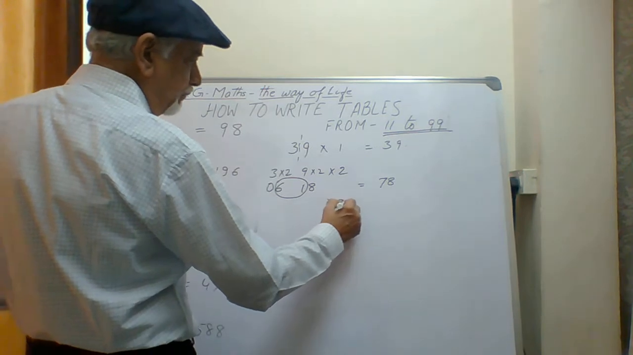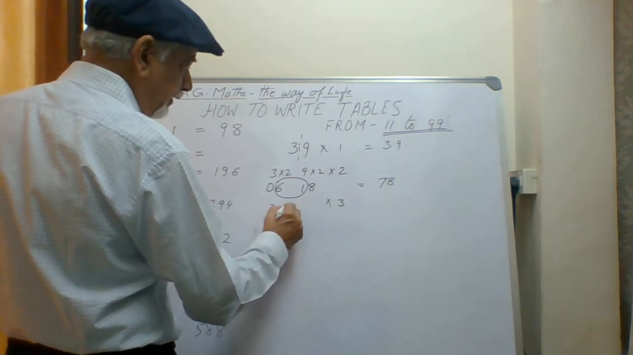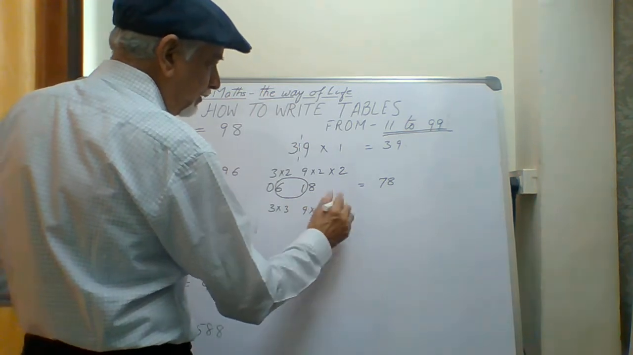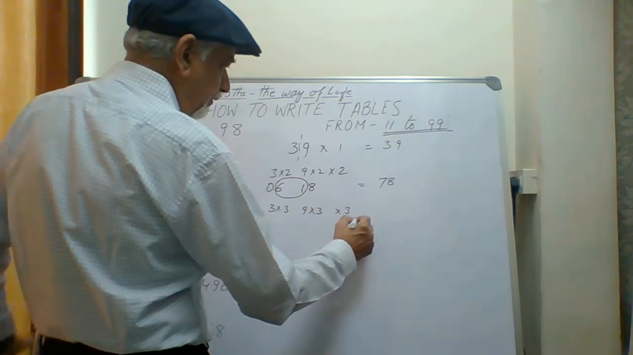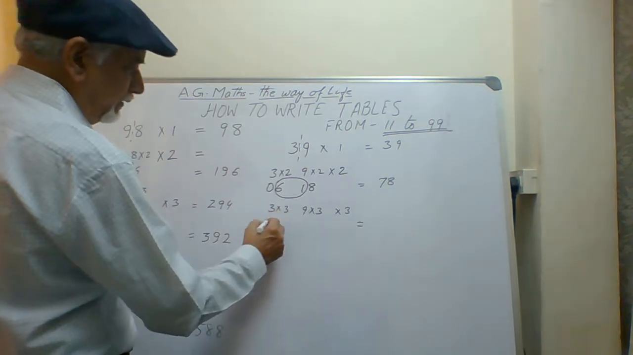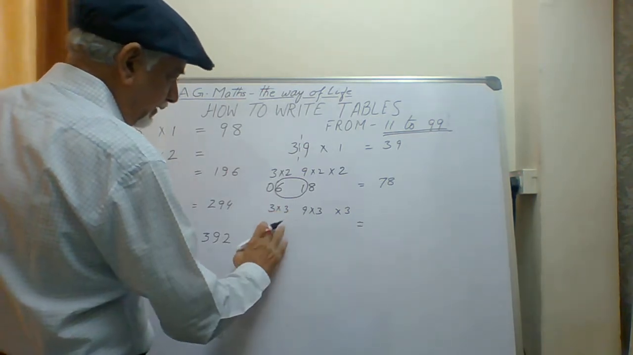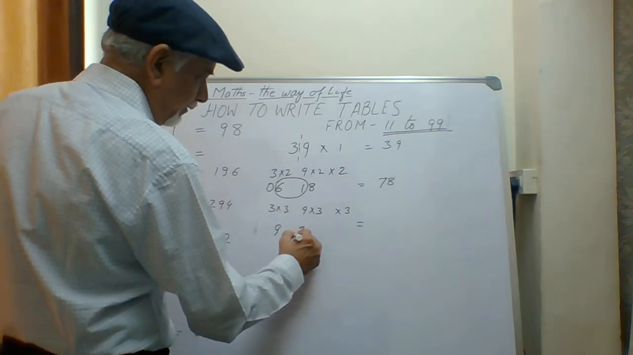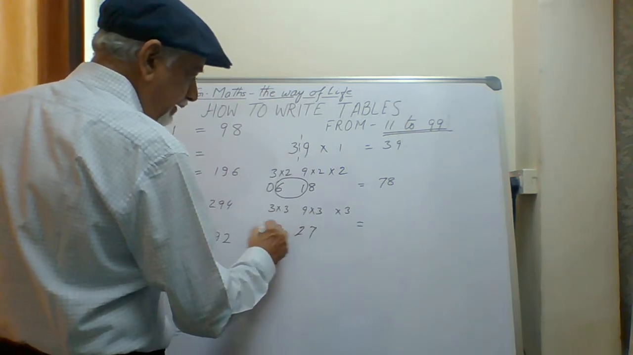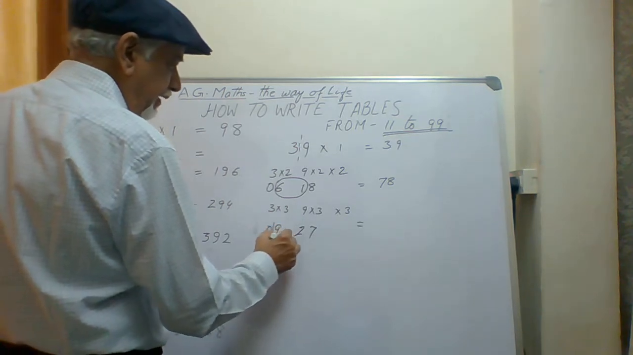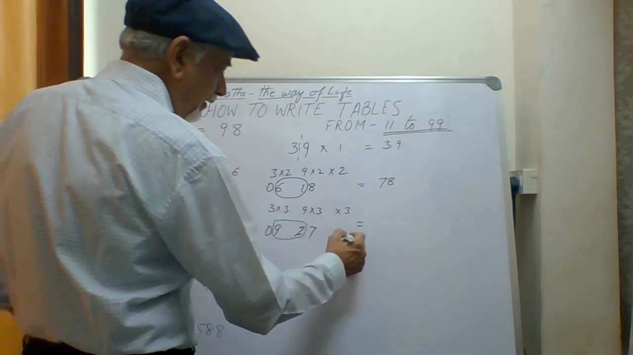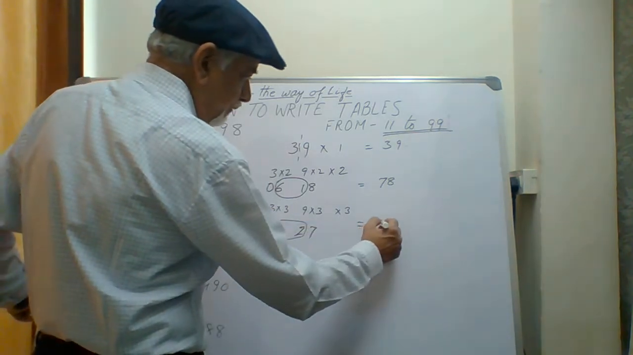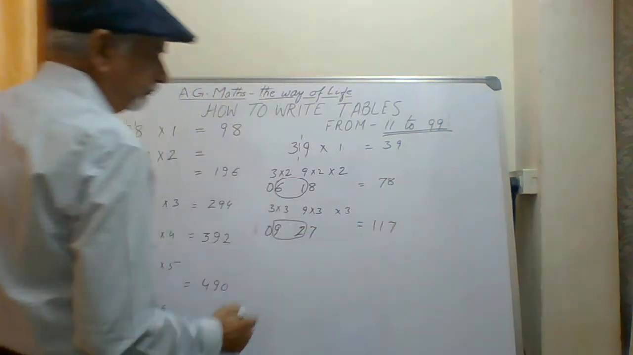Similarly for 3 times, it is 3 into 3, then 9 into 3. This is the third multiple. So what is the answer coming? 3 3 is the 9 here and 9 3 is the 27. Now you write it as 09 and then you add these two and the answer will be 0 11 7. So you will write simply 117. This is the 3 times of 39.